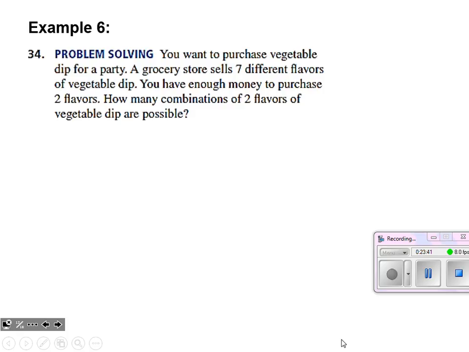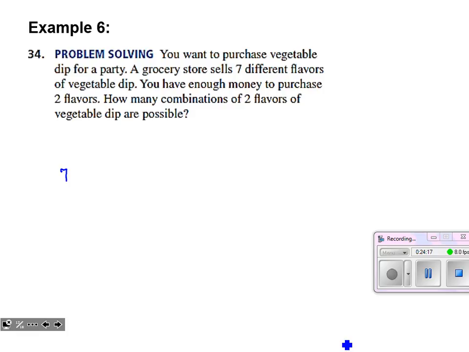Cool concept. 34, you want to purchase vegetable dip for a party. A grocery store sells 7 different flavors. You have enough money to purchase 2 flavors. How many combinations of 2 flavors are possible? Okay, now don't read too far into this. You're not trying to mix 2 different ones together or anything like that, any type of chemistry going on here. All you're doing is imagining that you're looking at all these different containers of vegetable dip on the store shelf. How many different ways could you close your eyes and just dump 2 of those into your cart?